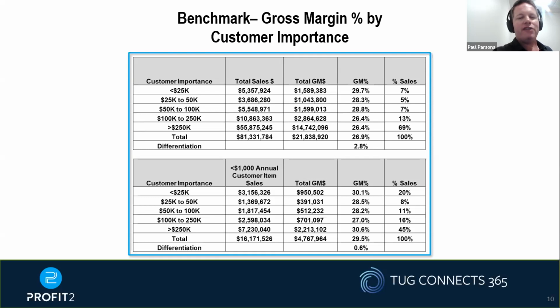We see this over and over again with distributorships. A lot of distributors really struggle to have differentiation on their more component parts, especially by customer item sales ranges. And that's a real area of opportunity for distributors.